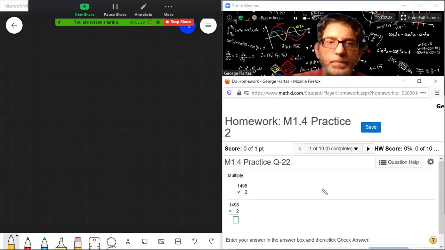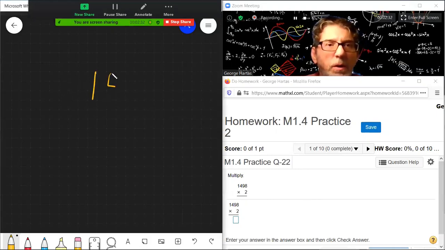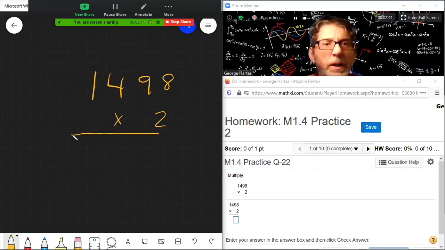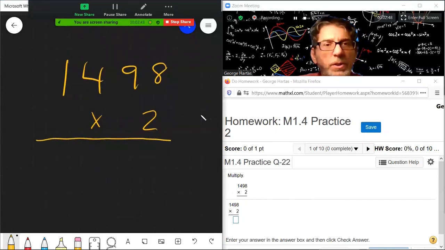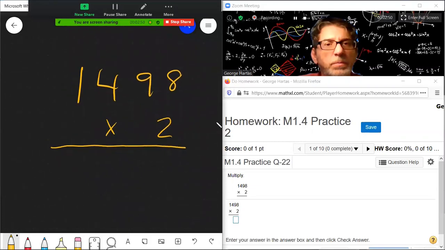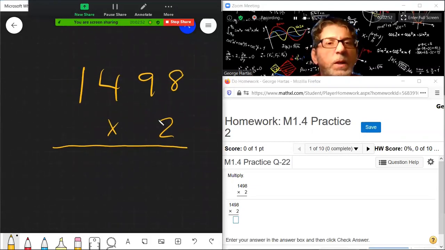Question 1. 1498 times 2. So it looks like we're off with a little bit of a warm-up problem here because it's not necessarily multi-digit multiplication, but it'll get us ready to go. So we're going to multiply this with every digit on top, starting with the rightmost digit, the ones digit.